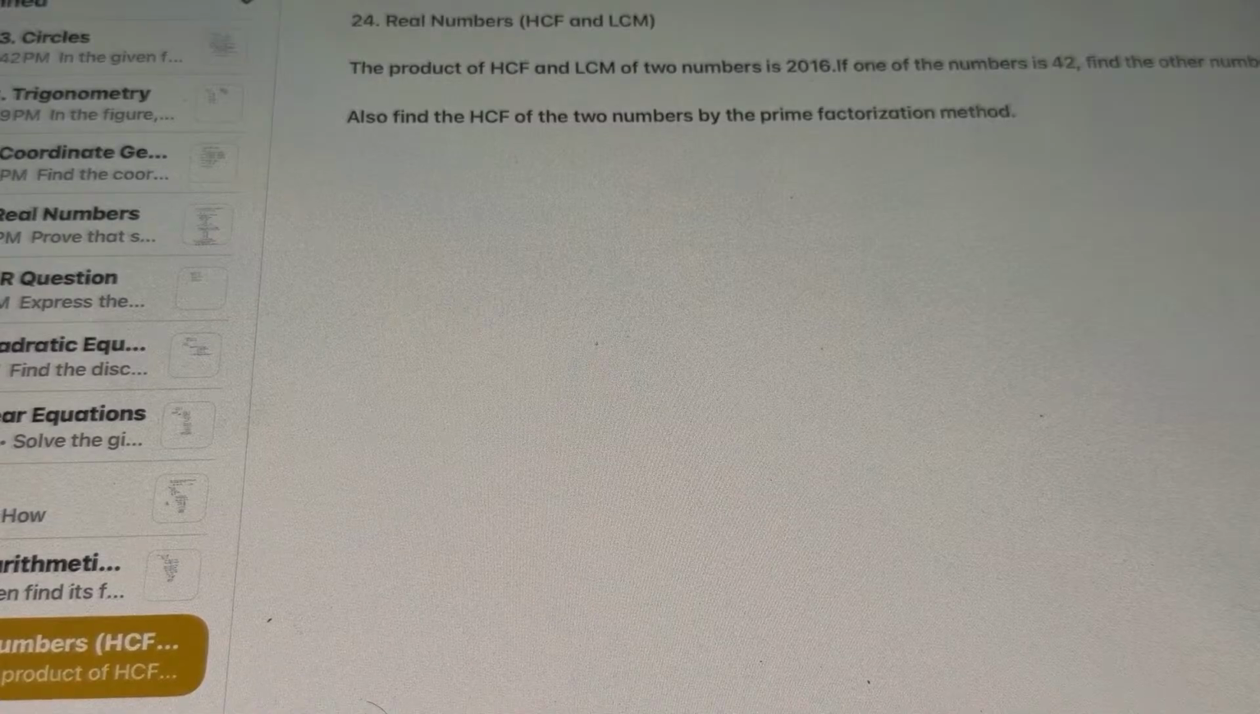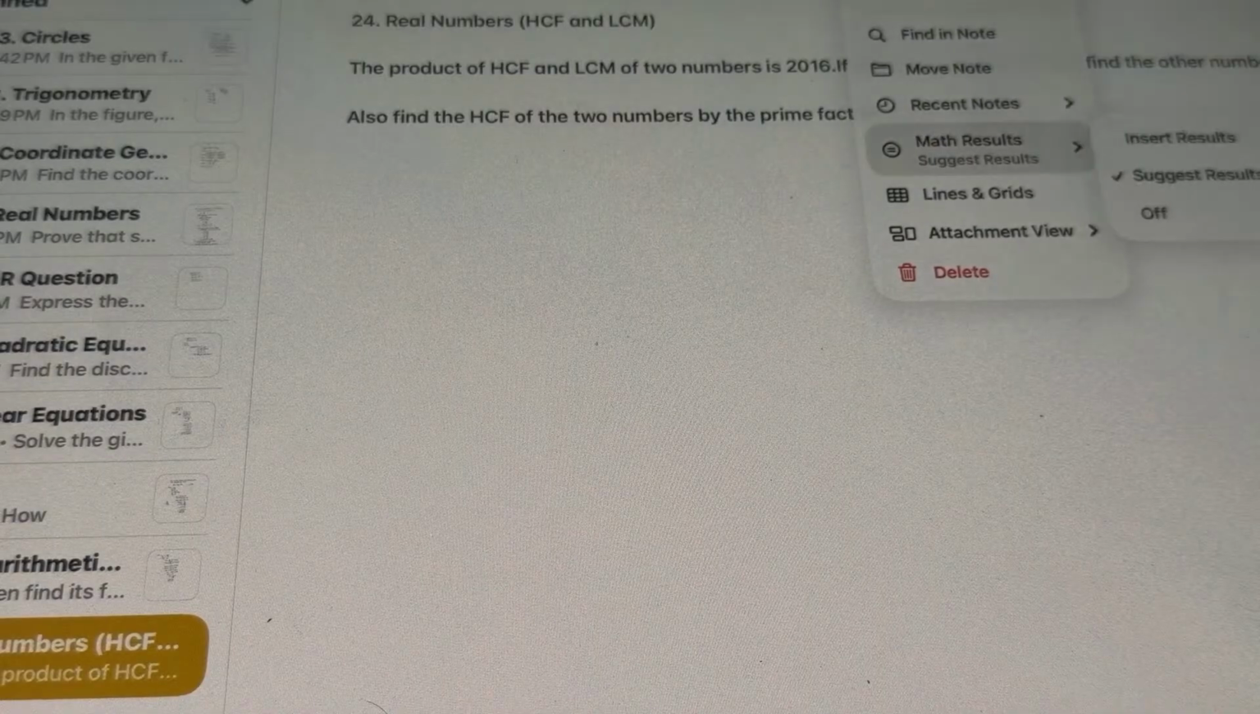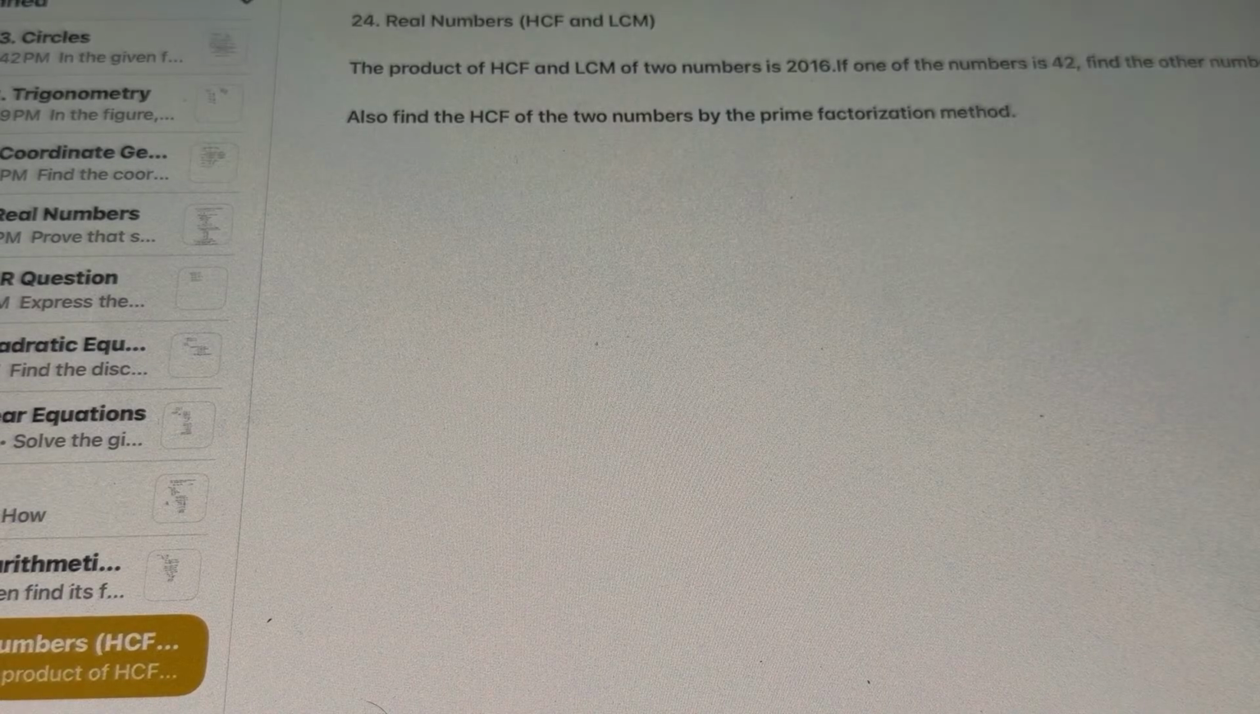Now we're going to the next problem. The product of HCF and LCM of two numbers is 216. If one of the numbers is 42, find the other number and also find the HCF of the two numbers by prime factorization method.